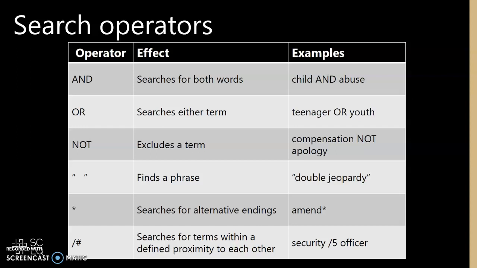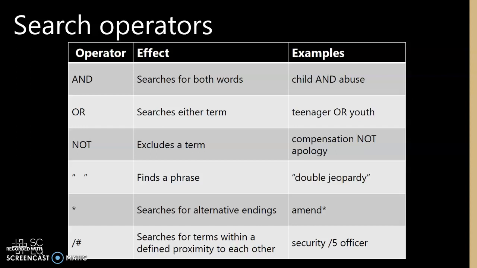The next one on the list there, the truncation mark, goes at the end of a term and it searches for alternative endings to that particular word. So amend, amendment, amending, all of those alternative endings would also appear in the documents that get pulled back as well and can still be relevant.